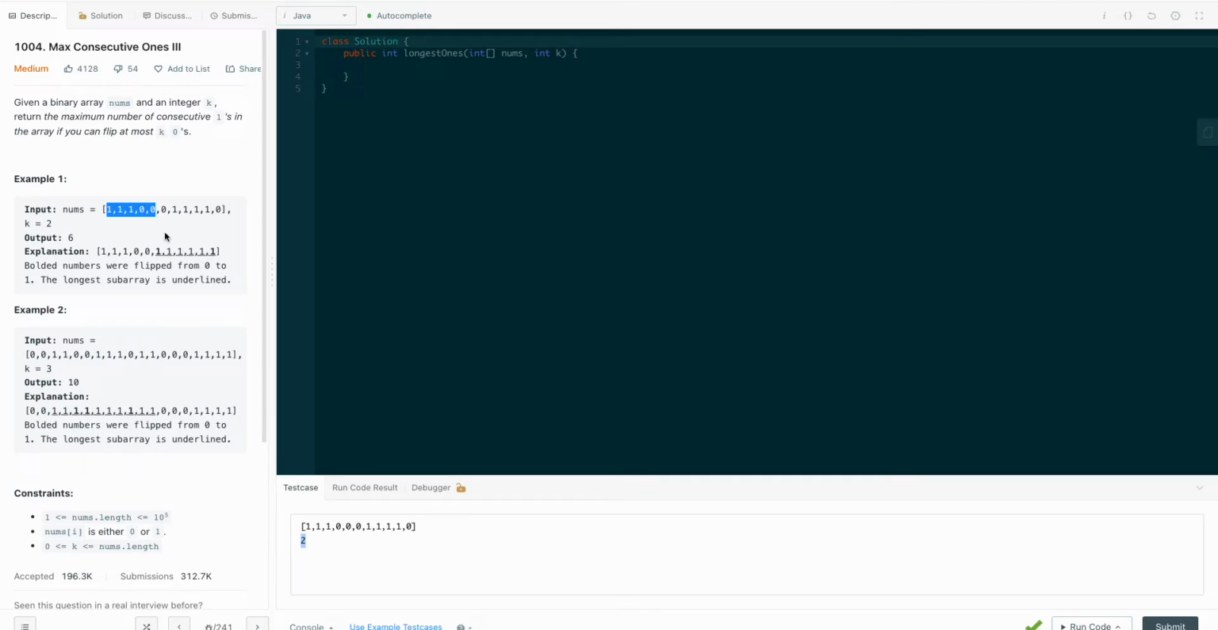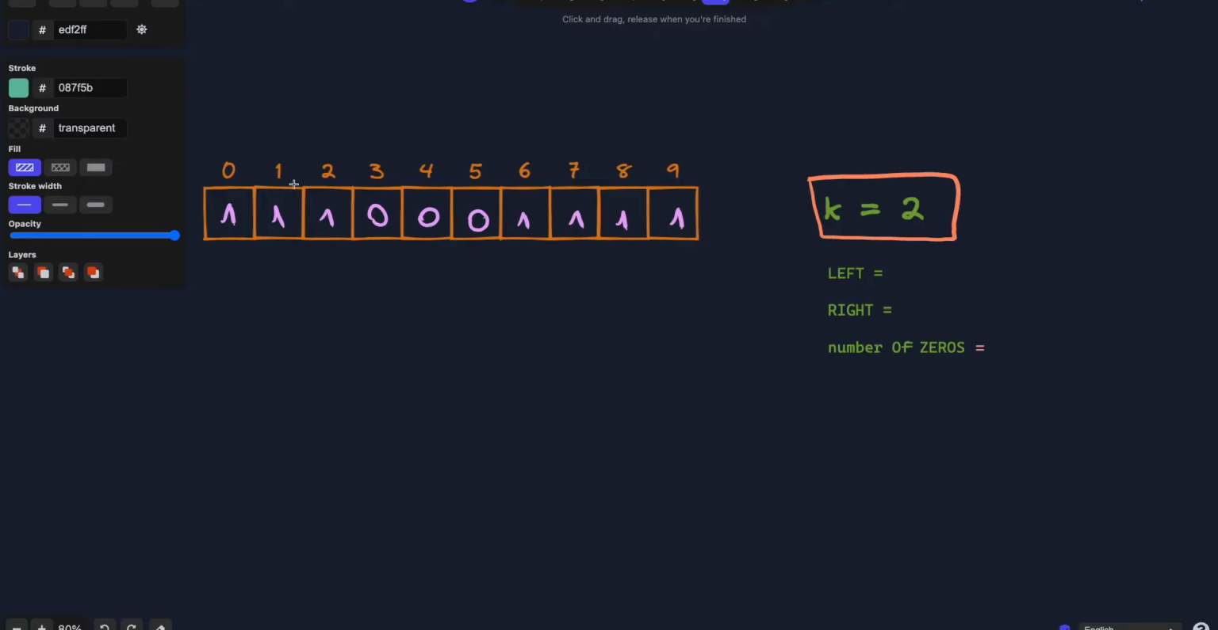So the challenge here is, what if we have more zeros than k? We don't know then which zeros we should flip. We could flip the first two, or we could flip the last two, and so on. So let's get into the whiteboard and see how we can solve this problem.